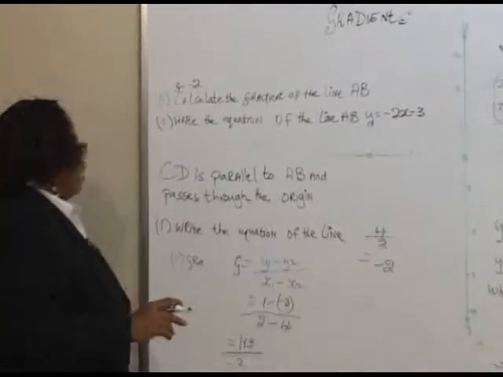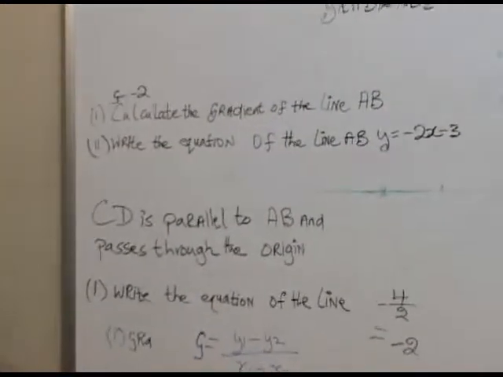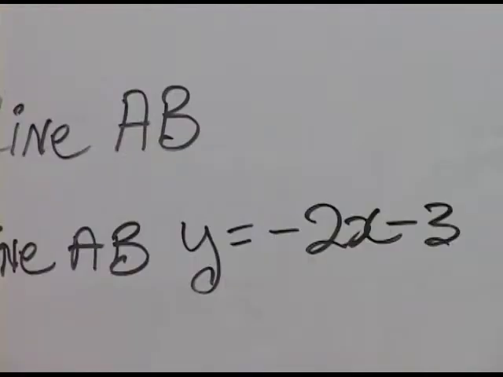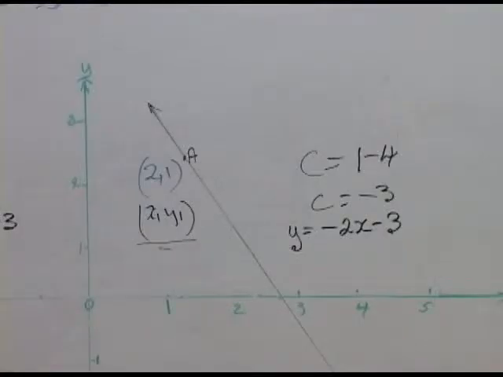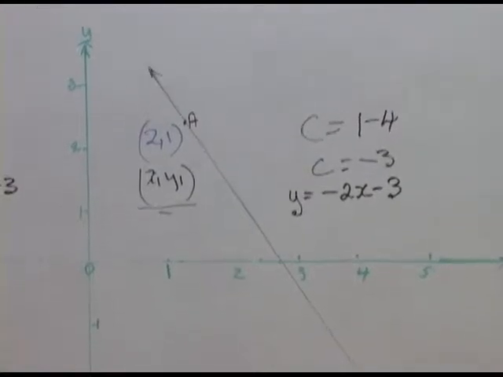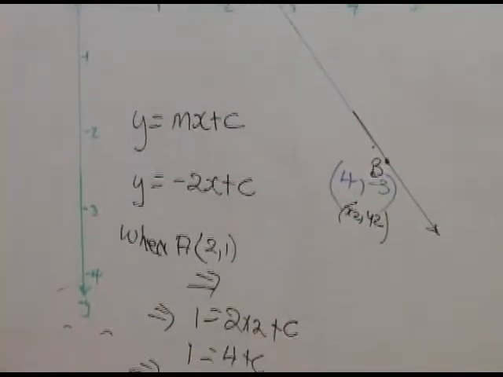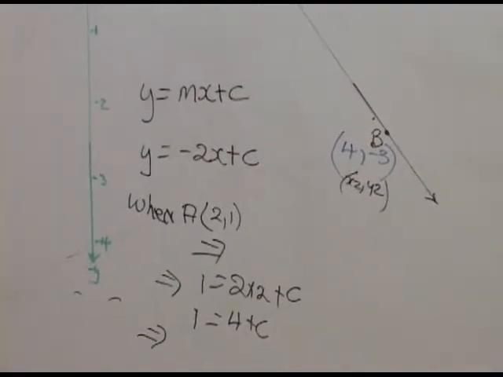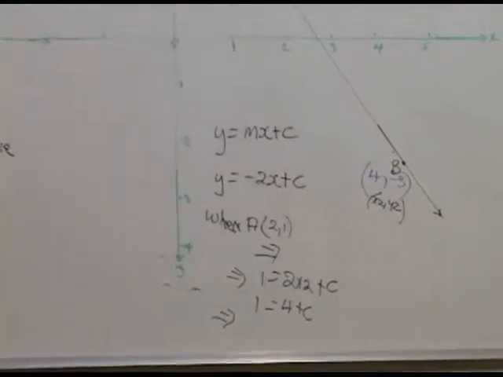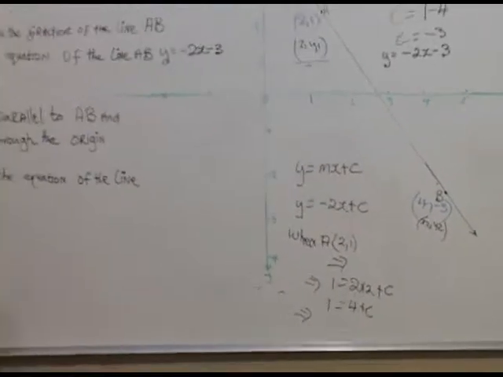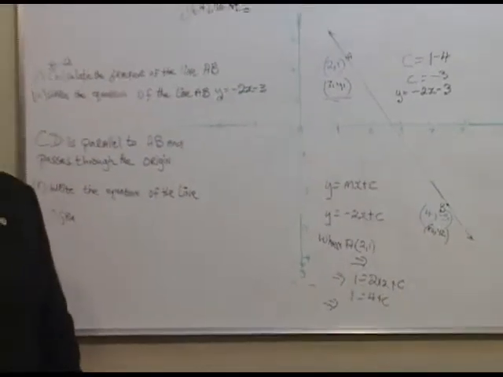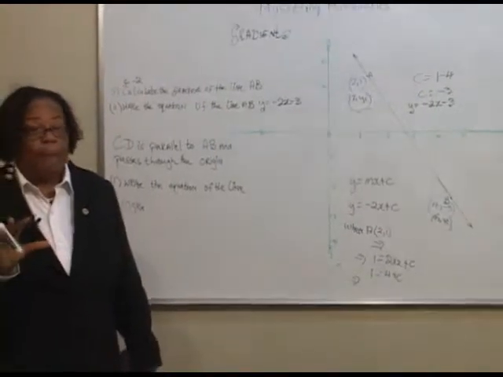Now, the next part of the question says, oh, let's get some of this off the board so that you can see. So here we are at the second part of the question, which says CD is the line parallel to AB and passes through the origin. Now there are 2 important words in that statement, and that is what we are looking for to help us with whatever is to come.